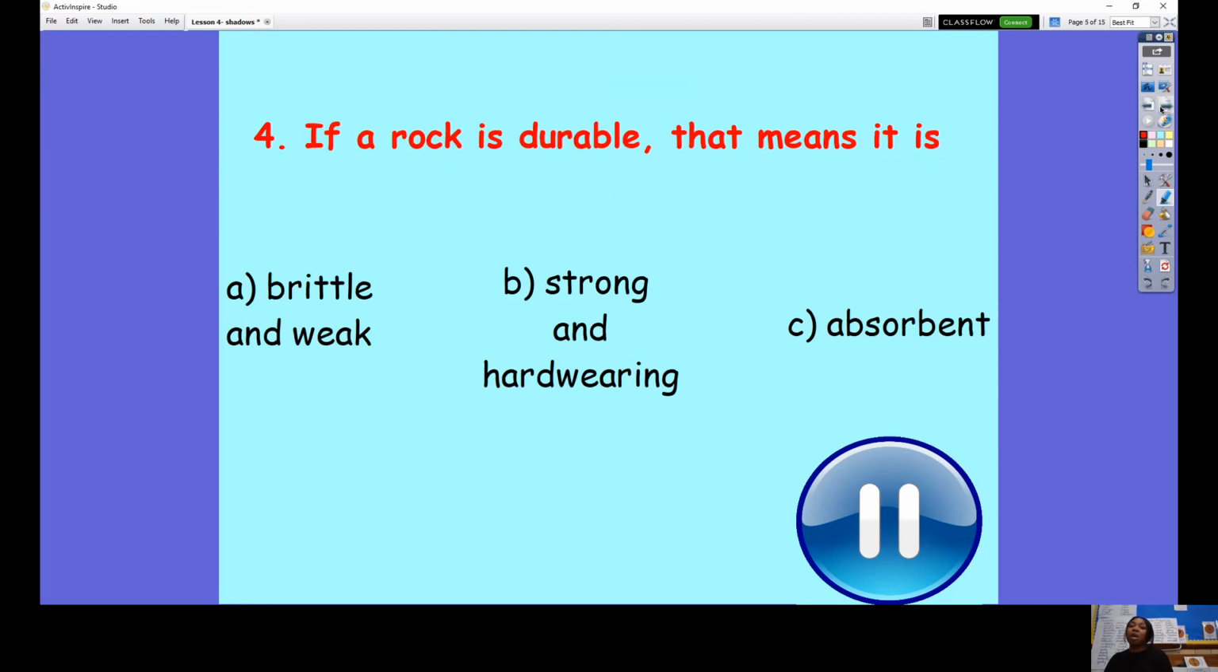Question number 4 is a question from one of our previous units, which was on rocks. If a rock is durable, so I'm going to read that again, durable. If a rock is durable, that means it is A, brittle and weak. Brittle means crumbles apart easily. B, strong and hard-wearing. Or C, absorbent. Pause the video and answer that question now. The answer was B. If a rock is durable, that means it is strong and hard-wearing. Hopefully you got that correct. If not, then maybe you can have a quick recap of rocks and durability.